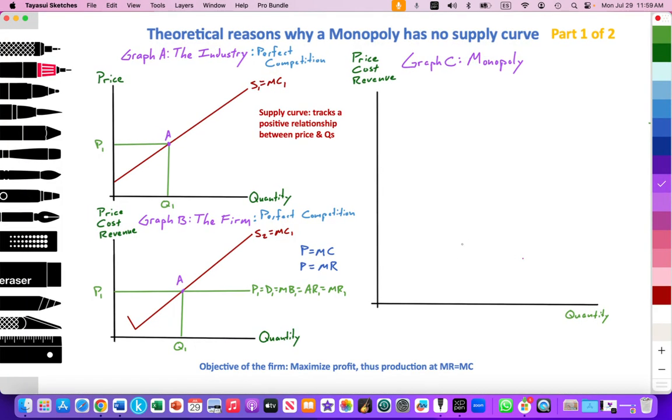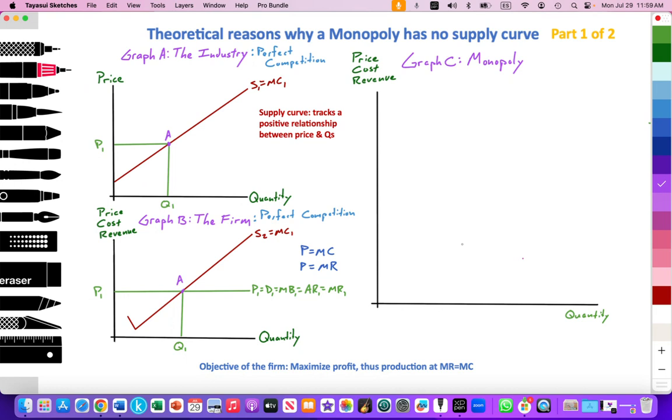So here we have a video that will be part 1 of 2. I'll try to be as concise as possible to illustrate this. The second part of the video is really going to give 2 scenarios of a change in the elasticity of the monopoly demand curve to highlight how there is no direct or unique relationship between price and the quantity of supply. Thus, the monopoly does not have a theoretical supply curve.